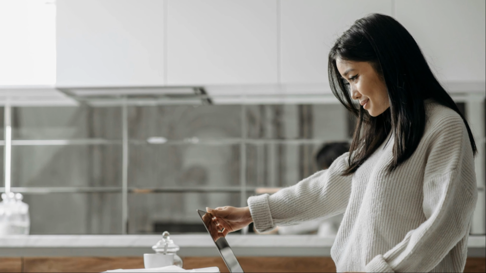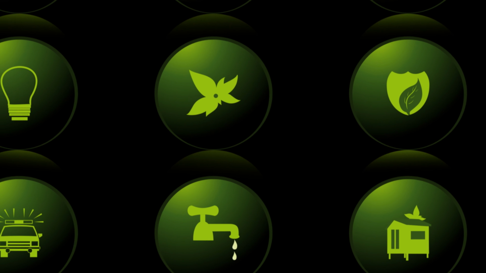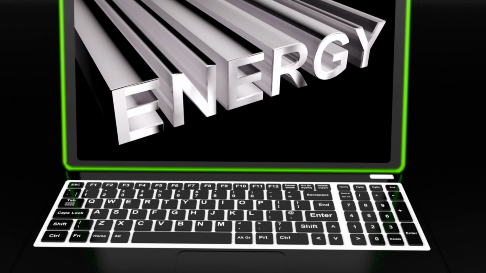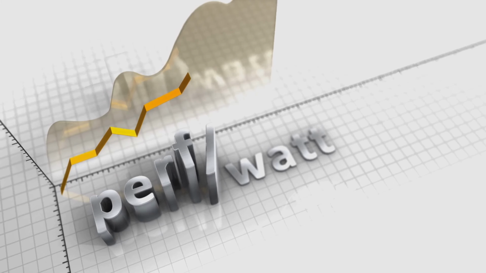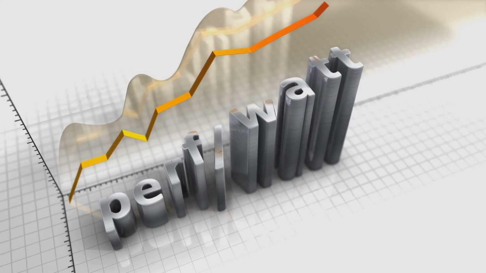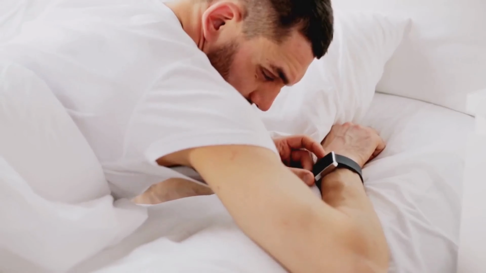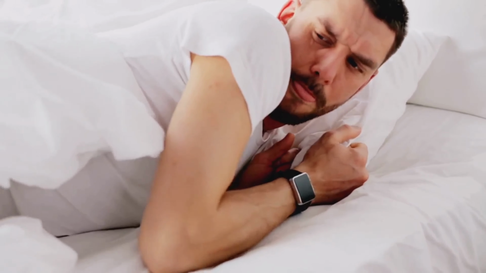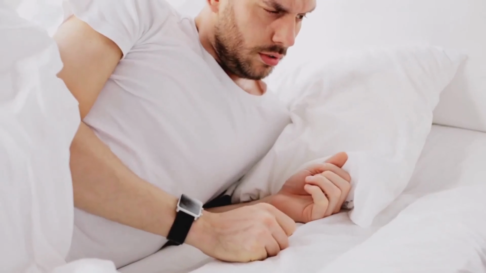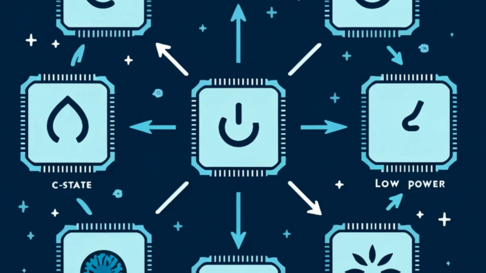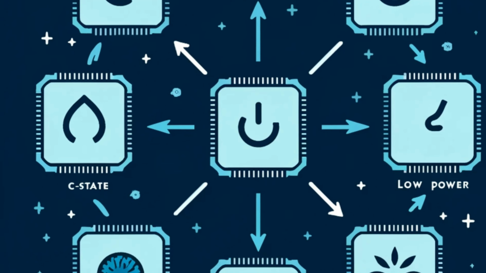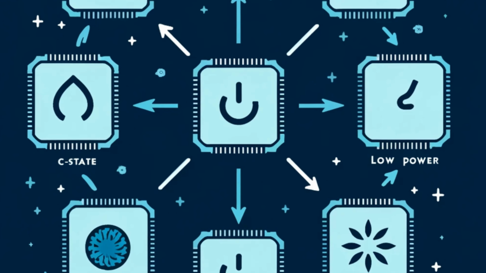Think of it like dimming the lights when you leave a room. You're not turning off the lights completely, just reducing their power consumption when they're not needed at full brightness. Similarly, P states allow the M4 to dim its power consumption when it's not under heavy load. C states, or CPU states, take power management a step further by putting portions of the processor into a sleep mode when they're not in use. There are multiple C states, each with varying levels of power saving. The deeper the C state, the more power is saved, but the longer it takes to wake up the processor.